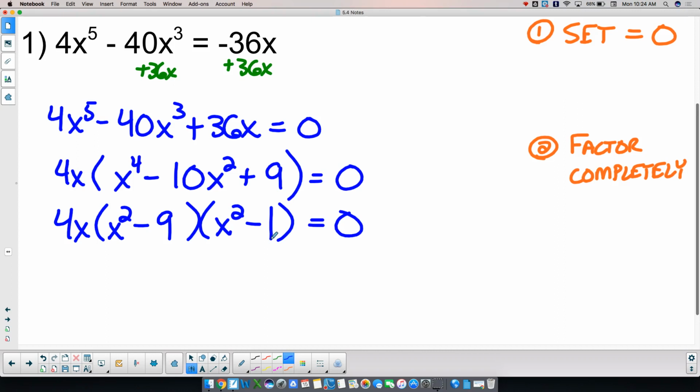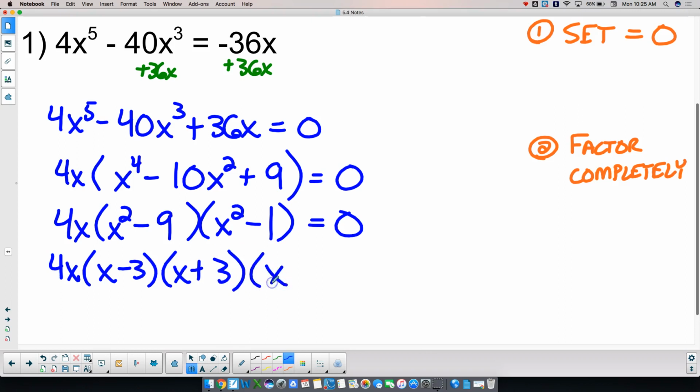Right? Okay. Now I got 2 more sets of parentheses. So I got to go back. Item number 2. Is x squared minus 9 a difference of perfect squares? Yeah, it is. Is x squared minus 1 a difference of perfect squares? Yeah, it is. So this ends up factoring completely all the way down to 4x times x minus 3 times x plus 3 times x minus 1 times x plus 1, and all of that is equal to 0.